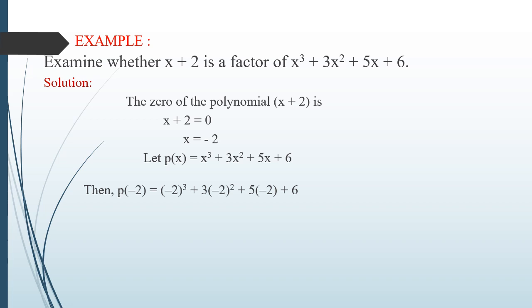So p of minus 2 equal to minus 2 the whole cube plus 3 into minus 2 the whole square plus 5 into minus 2 plus 6. Minus 8 plus 12 minus 10 plus 6. If we add and subtract everything, we'll get 0. If we get 0, so x plus 2 is a factor of x cube plus 3x square plus 5x plus 6.